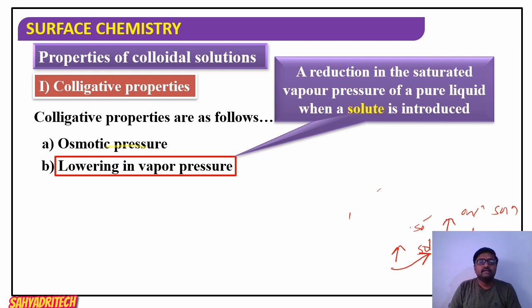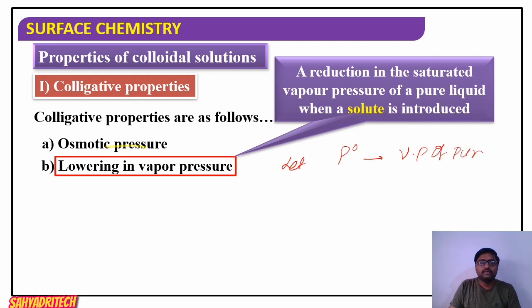What we say, it is the decrease in the vapor pressure, or we can say reduction in the saturated vapor pressure of a pure liquid when solute is introduced. So it is the lowering in vapor pressure. So if we consider lowering of vapor pressure, let's say P naught is the vapor pressure of a pure solvent, and P is the vapor pressure of solution.